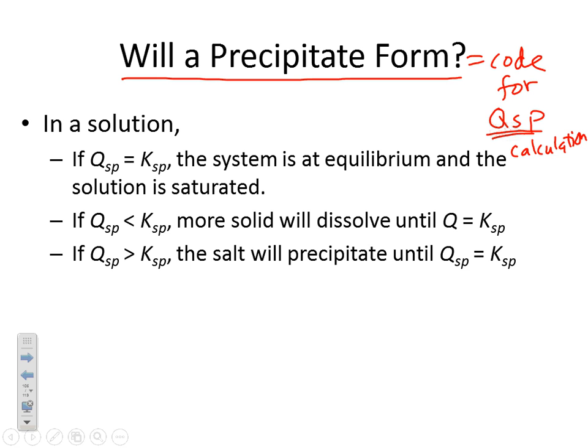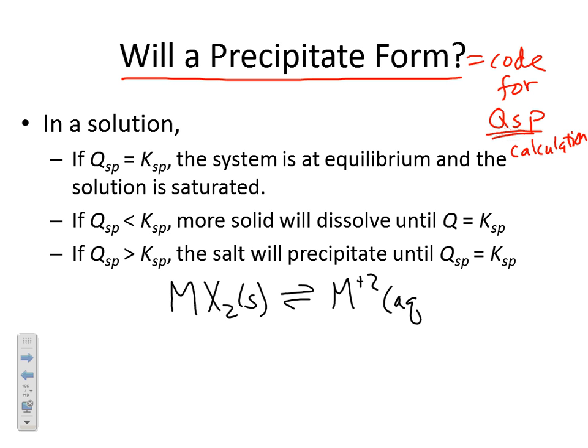So it's asking about a precipitate. If you consider any generic solid, we'll say MX2 solid, you write the Q expression like this, or the Ksp expression like this, right? 2X minus aqueous, right? This is a Ksp reaction. You've seen this before. Well, will a precipitate form? What's a precipitate? A precipitate is a solid that is formed from 2 aqueous liquids. So this thing right here is your precipitate.